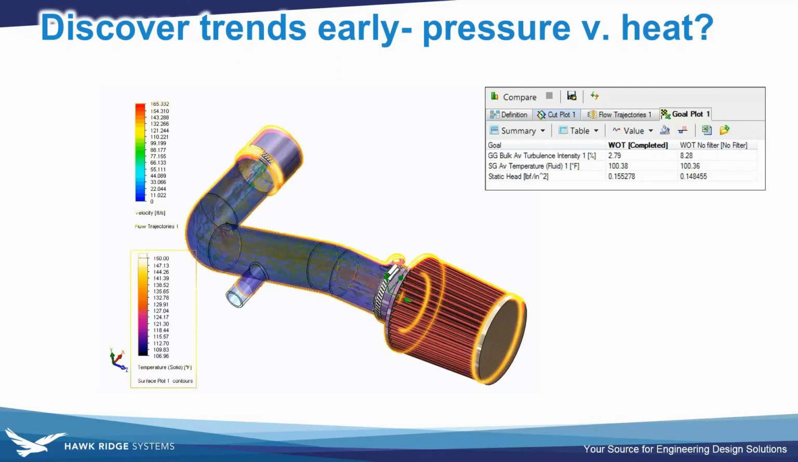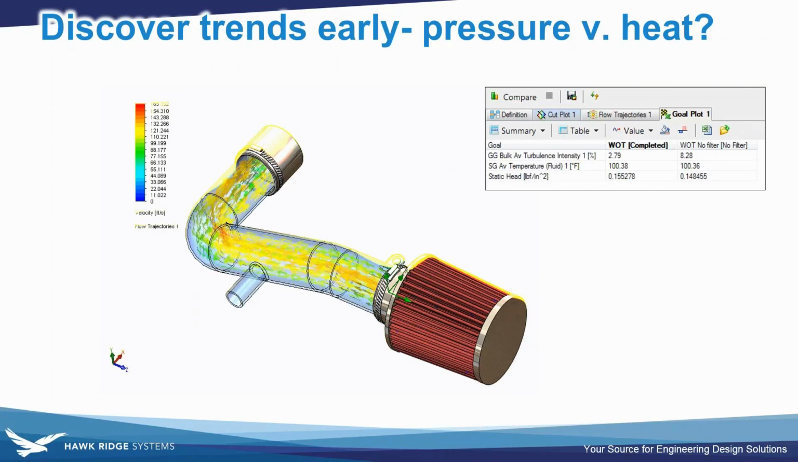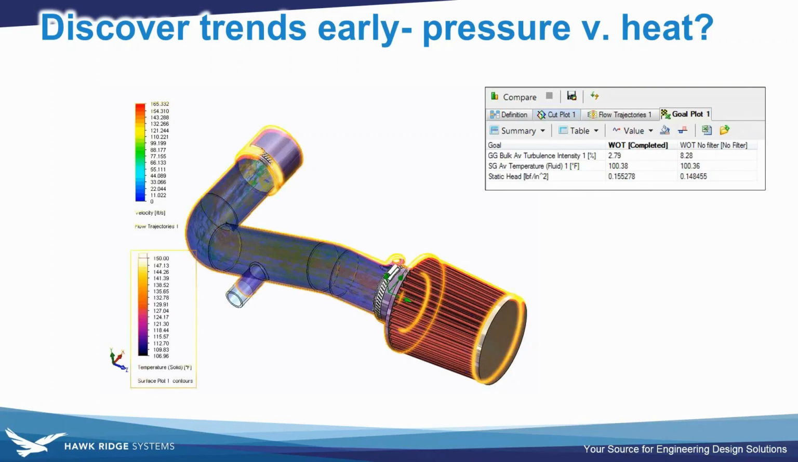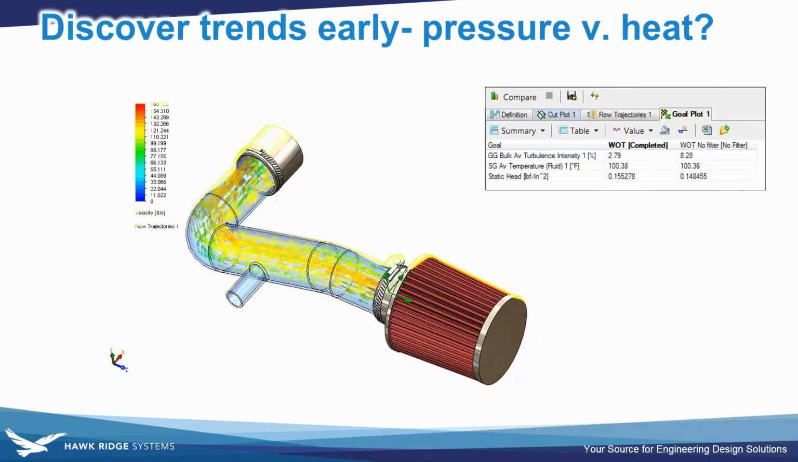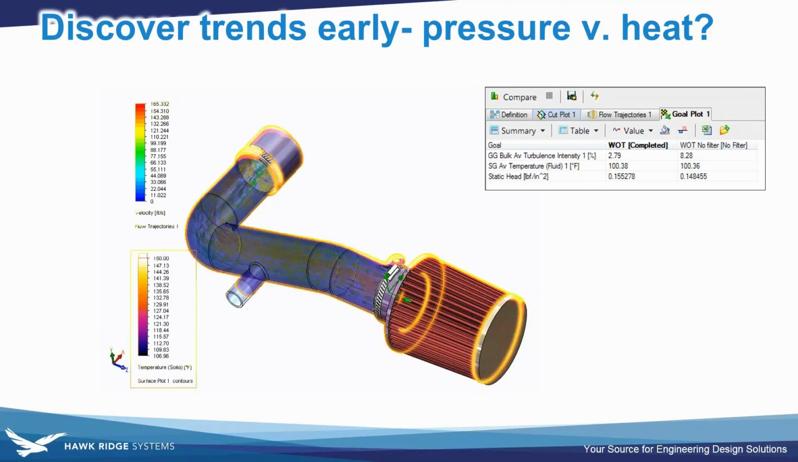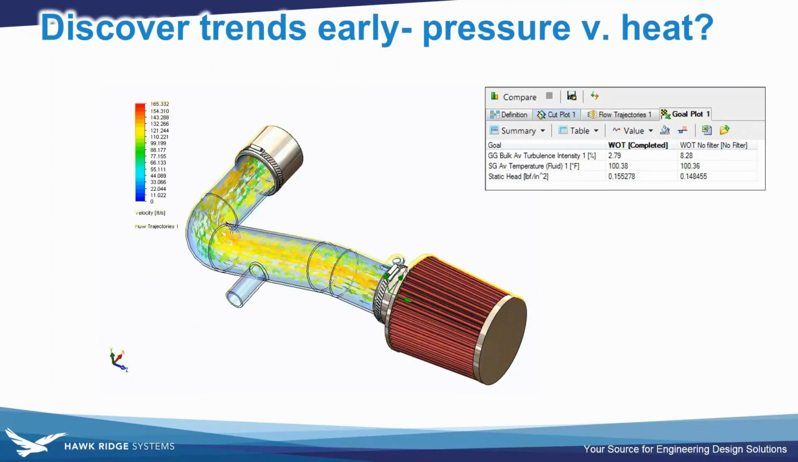And it also is interesting that removing the filter increased the amount of turbulence. So the presence of the filter seems to have been kind of keeping the airflow more laminar as it goes down that bend. Also, you can look there, we had a surface goal for temperature at the outlet, which in this case would be where it connects to the intake manifold.